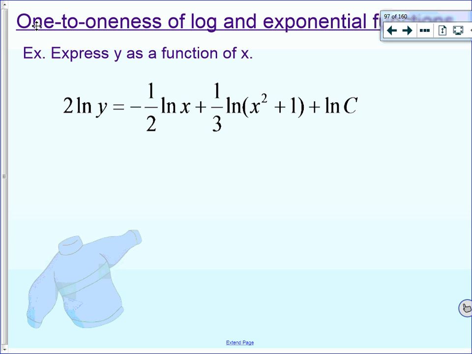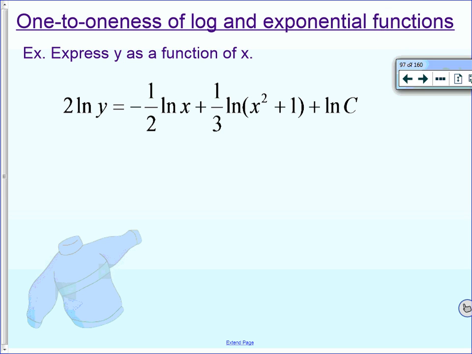Let's practice what we learned yesterday a little bit. Express y as a function of x. So in other words, you want to solve for y. Now, in order to solve for y, do you guys see how you have ln on the left side, but you have a ton of ln's on the right side? We want to remedy that.